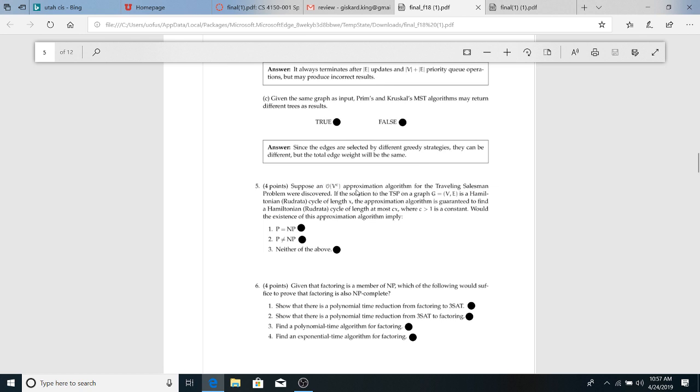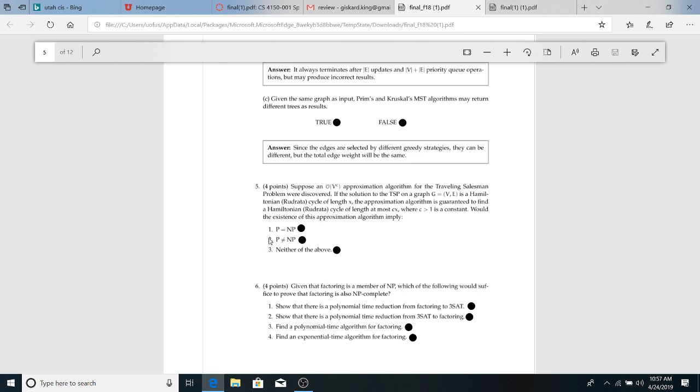And so pretty much the question is asking, if we have this polynomial solution to the traveling salesman problem, what does this suggest about P versus NP? All right, so are they the same, or are they different, or does the information provided yield no solution?